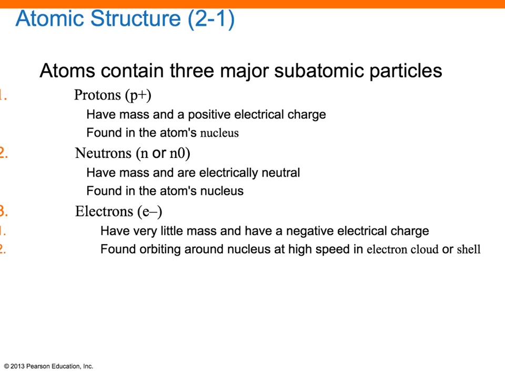Atoms contain three major subatomic particles: protons, and they are represented by a P with a plus sign. They have mass and a positive electrical charge. They're found in the atom's nucleus. Neutrons, N, or N with a zero, have mass and are electrically neutral. They're found in the atom's nucleus. And electrons are represented by an E with a negative sign. They have very little mass and have a negative electrical charge. They're found orbiting the nucleus at high speeds in an electron cloud or shell.